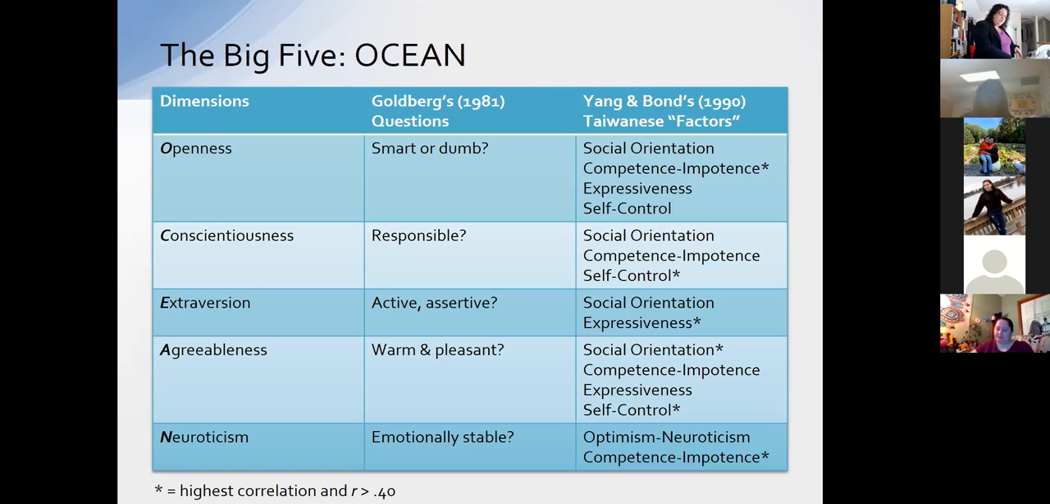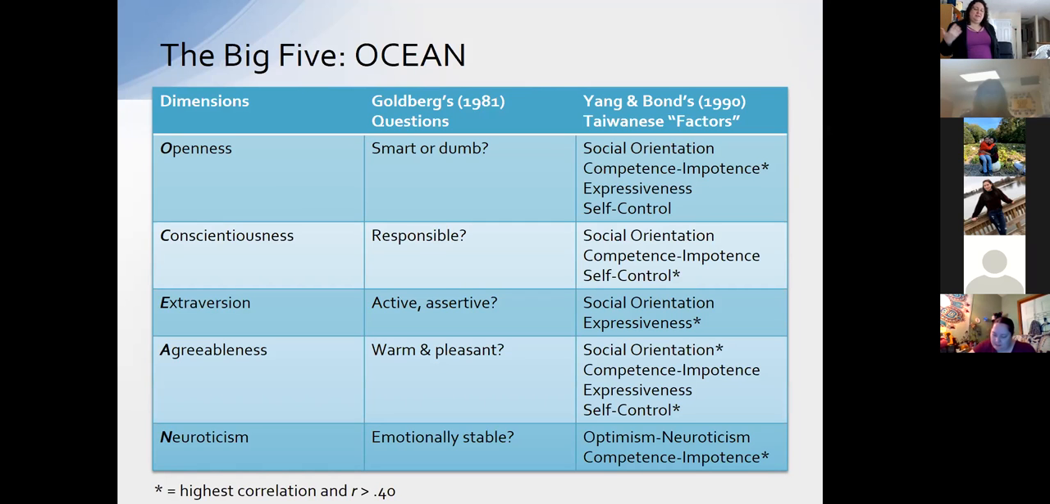So as I mentioned, OCEAN is the helpful acronym to help you remember it. And so this chart looks at different research that's been done cross-culturally. Goldberg tried to put the Big Five into questions you could ask. So openness, smart or dumb? And again, like, one, right? And like, that's not exactly all that openness is, right? So that becomes potentially problematic.